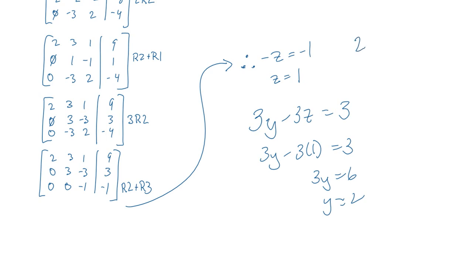So I'm just going to use row 1 that we have now, which is 2x plus 3y plus z equals 9. But we now know that y is 2.